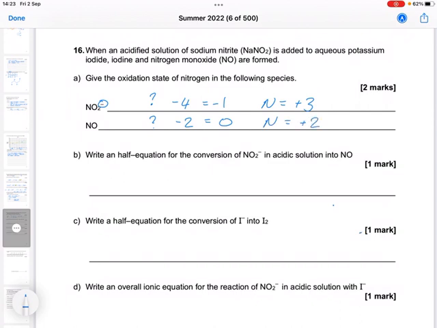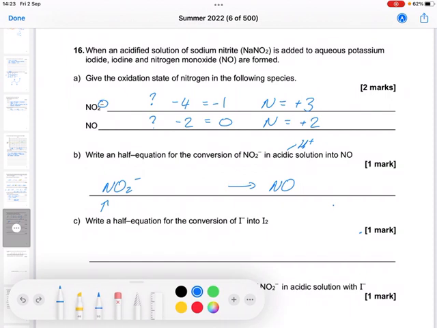Okay, part B. Write half equations for the conversion of NO2 minus in acidic conditions to NO. The acidic conditions is basically H pluses, which will be added when we balance this. So follow this through the rules. Start with the oxidation state, the redox elements. I've got 1 nitrogen here, 1 nitrogen there, so that's all fine.